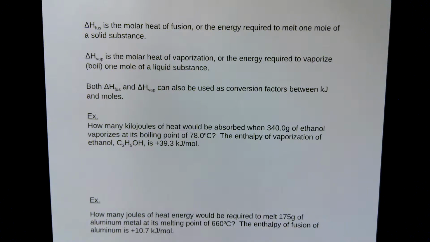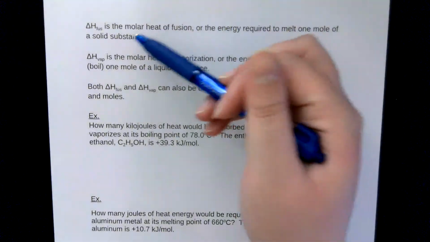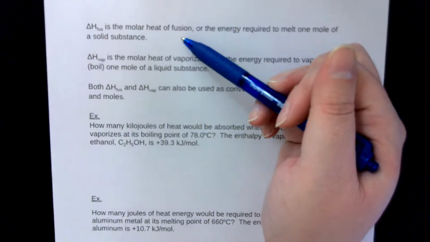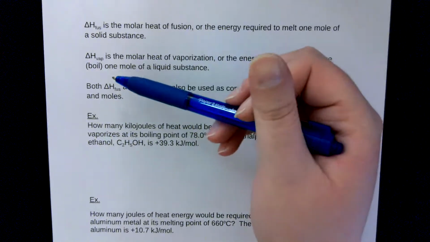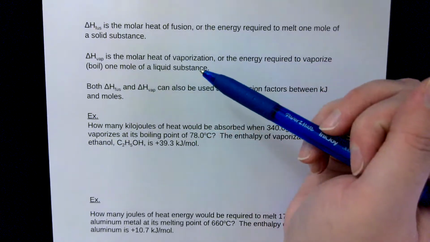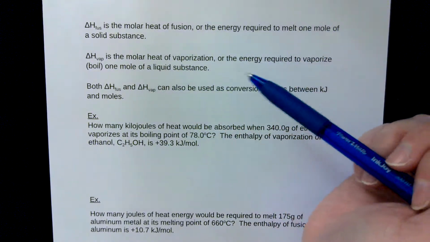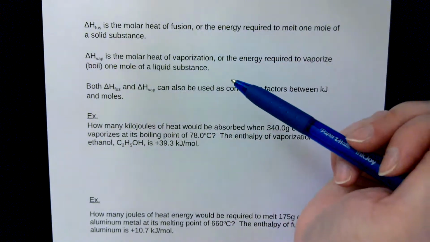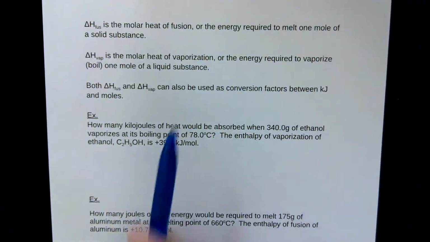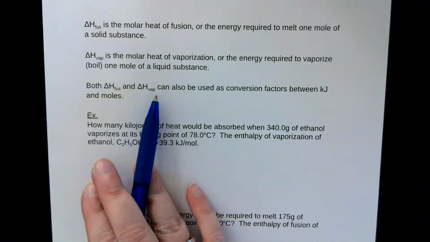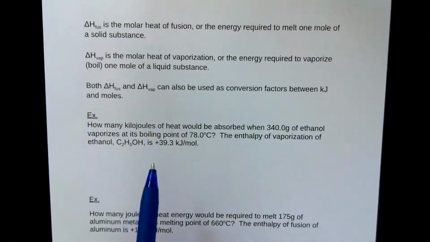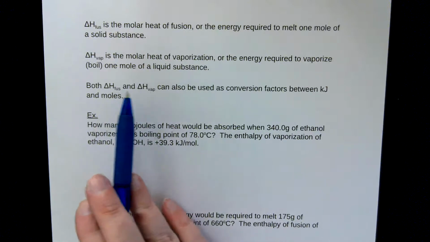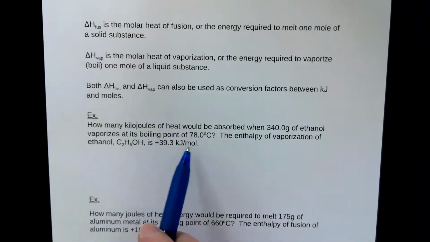And that is by using delta H of fusion or delta H of vaporization. So delta H of fusion is the molar heat of fusion, or the energy that is required to melt 1 mole of a solid substance. On the other hand, delta H of vaporization, or the molar heat of vaporization, is the energy required to vaporize or boil 1 mole of a liquid substance. So both delta H of fusion and delta H of vaporization can be used as conversion factors between kilojoules and moles because the units of both of these two things are kilojoules per mole.